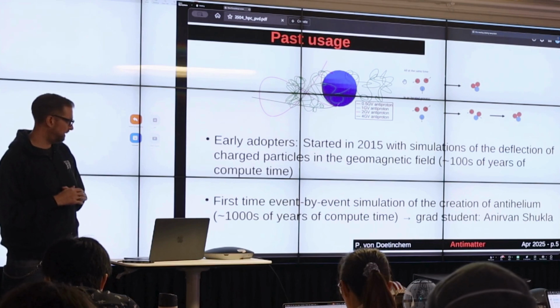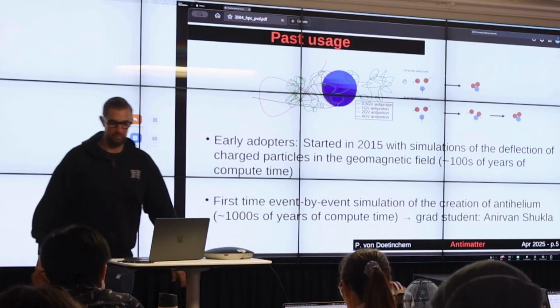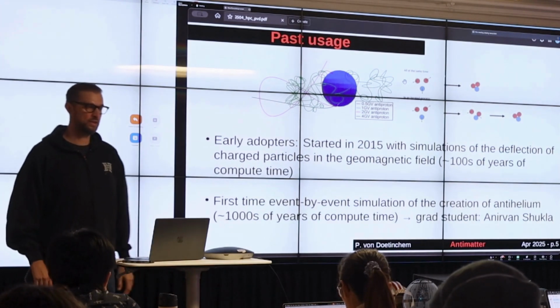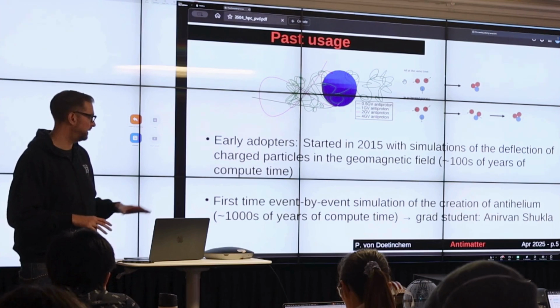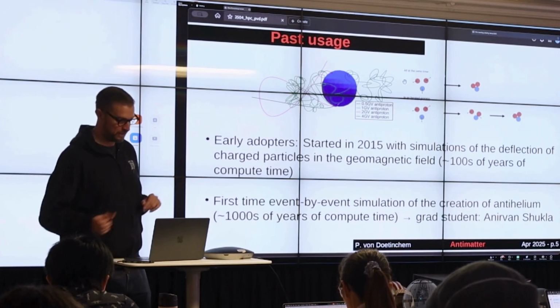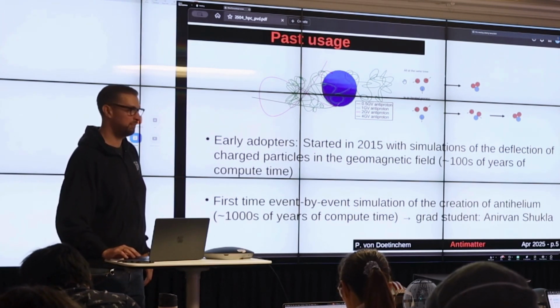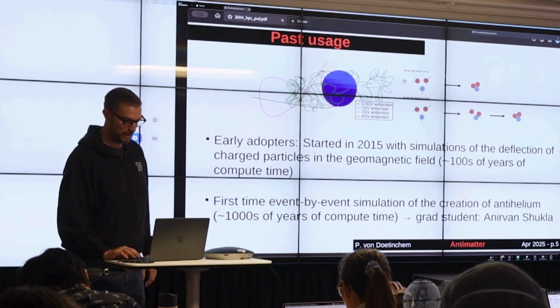And at that time, it took thousands of compute time years to get this done. I think the largest contribution of this calculation was done here by my grad student, our postdoc, Antimatter. And some part was also done on OSG. So that was really interesting that we could simulate at that point. That was the first time that this could be done.